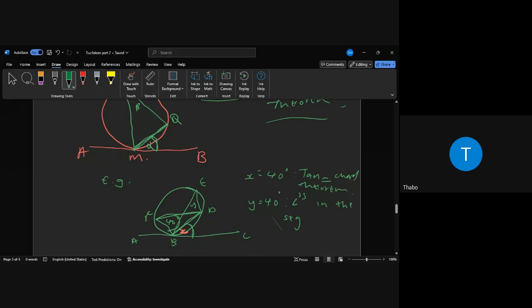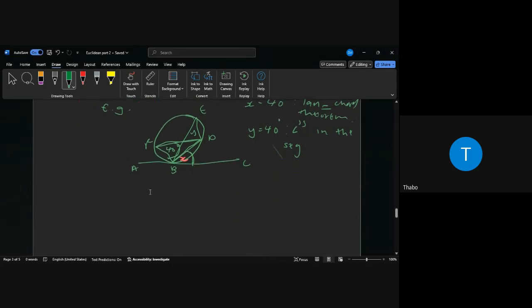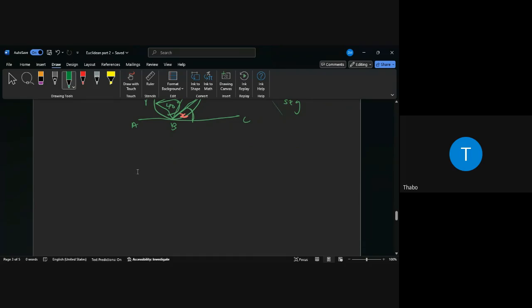It's actually the tangent-chord theorem. Now let's continue. So guys, this is another theorem that has a converse. When a tangent makes an angle with the chord, and the chord subtends another angle at the circumference of that circle, the two angles are equal. The reason is the tangent-chord theorem.